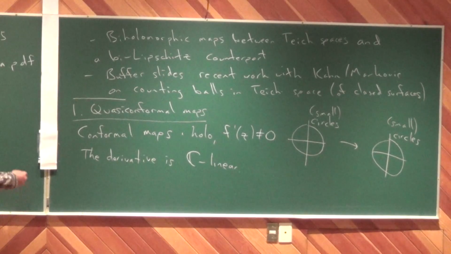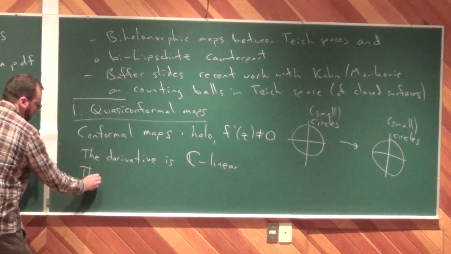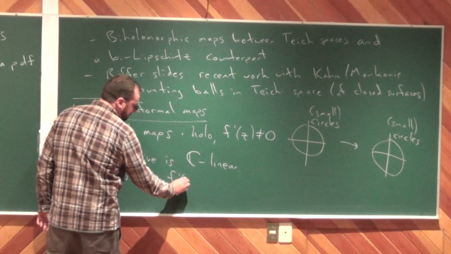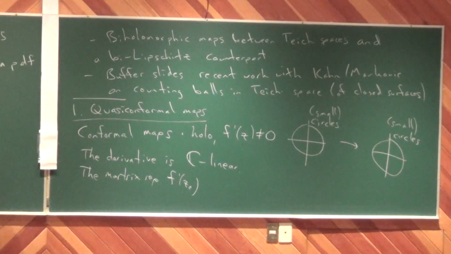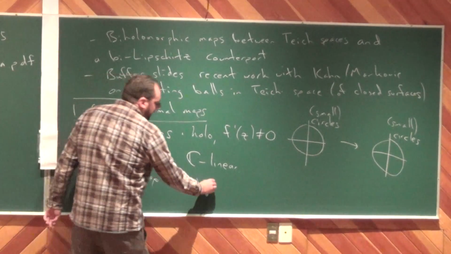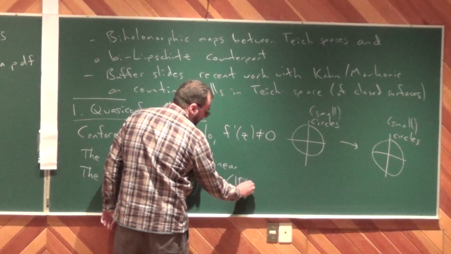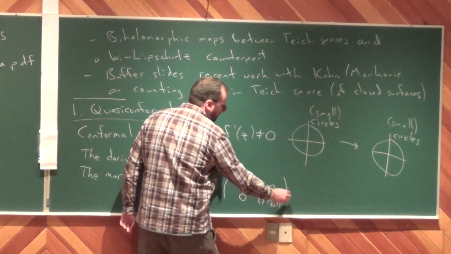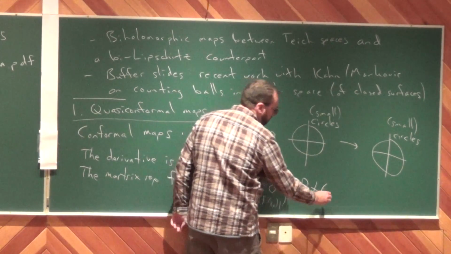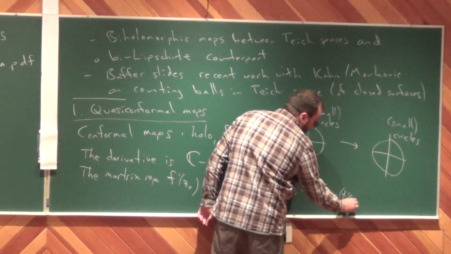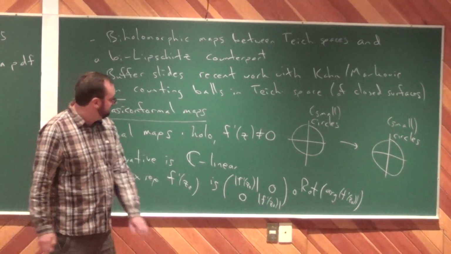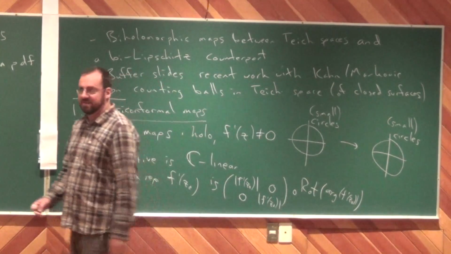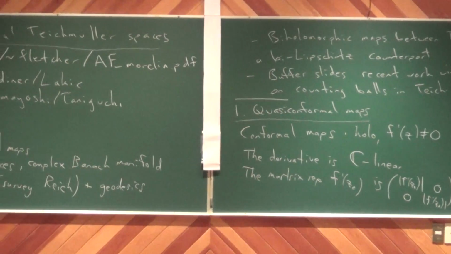If we write down the derivative as a matrix, the matrix representing, say, the derivative at a point z0, is going to be given by a scaling composed with a rotation through the argument of the derivative. Both these mappings are mappings which send circles to circles. So the derivative is indeed a complex linear map.